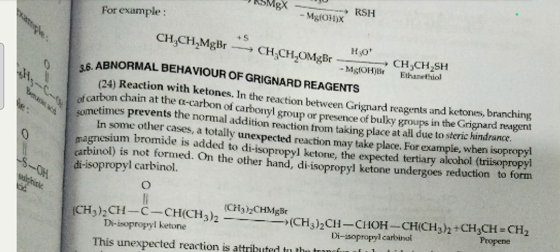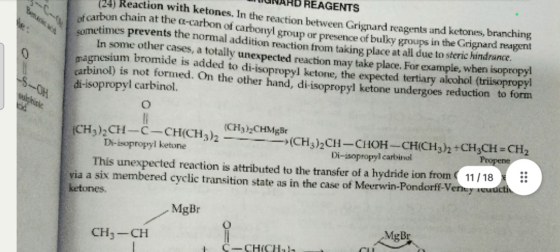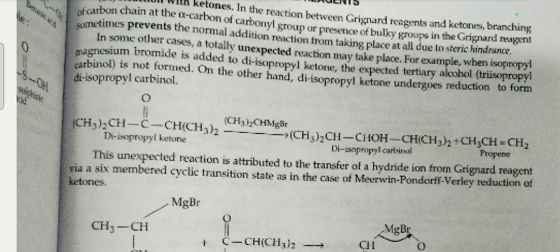For example, when isopropyl magnesium bromide is added to diisopropyl ketone, the expected tertiary alcohol triisopropyl carbinol is not formed. On the other hand, diisopropyl ketone undergoes reduction to form diisopropyl carbinol. This unexpected reaction is attributed to the transfer of a hydride ion from the Grignard reagent via a 6-membered cyclic transition state, as in the case of Meerwein-Ponndorf-Verley reduction of ketones.